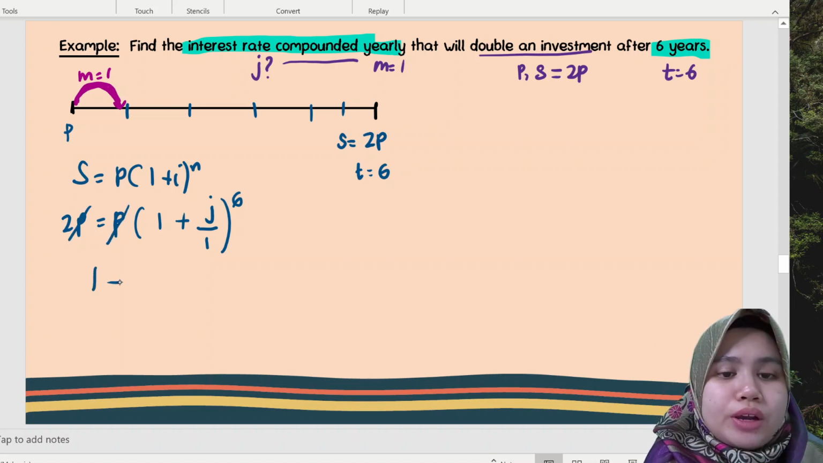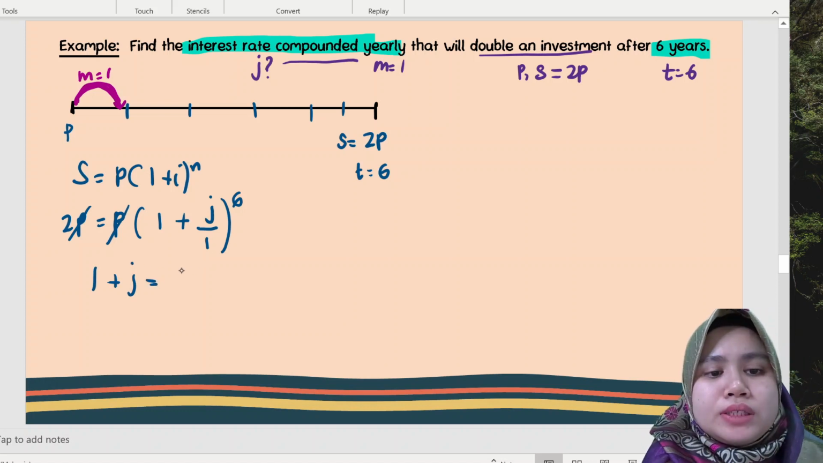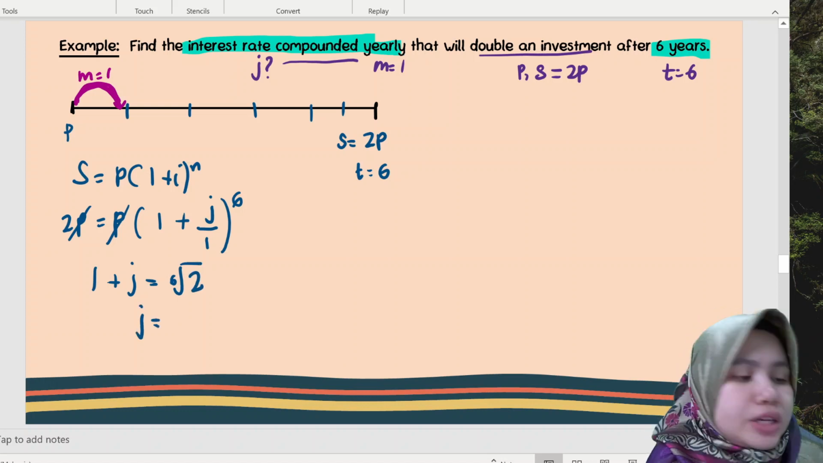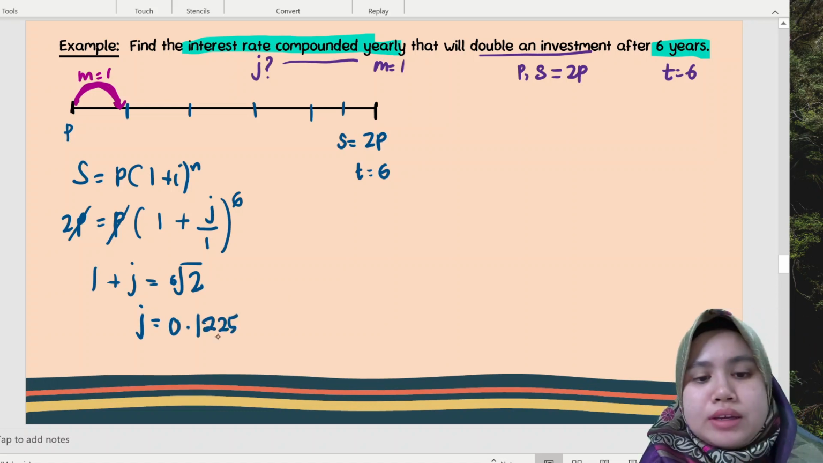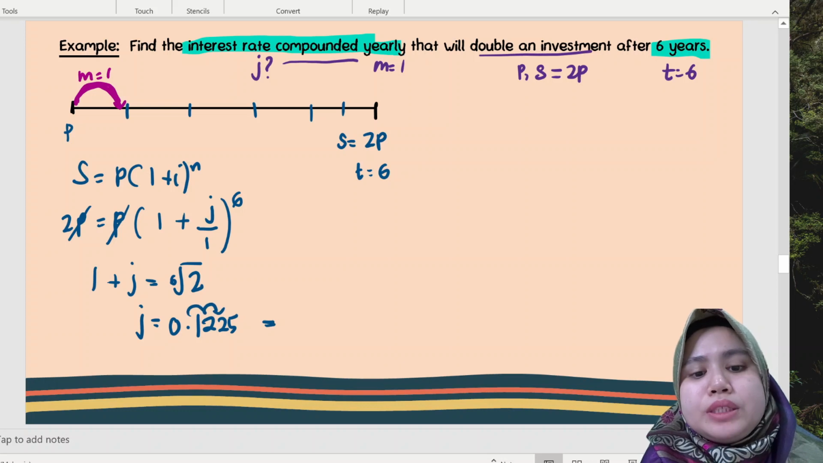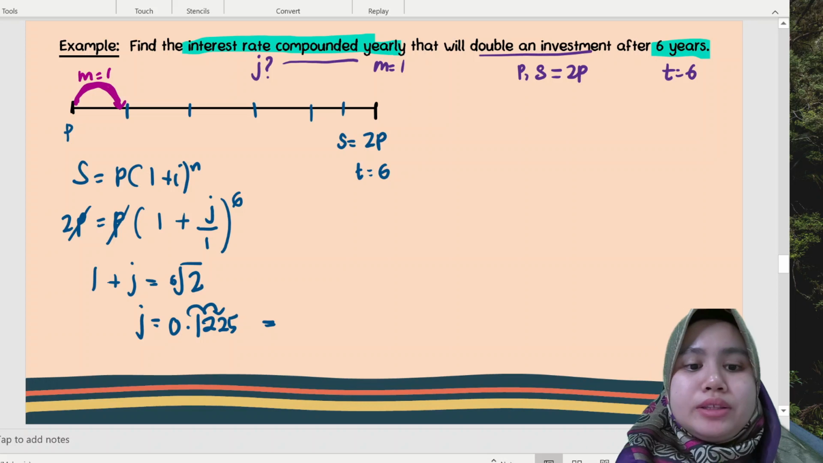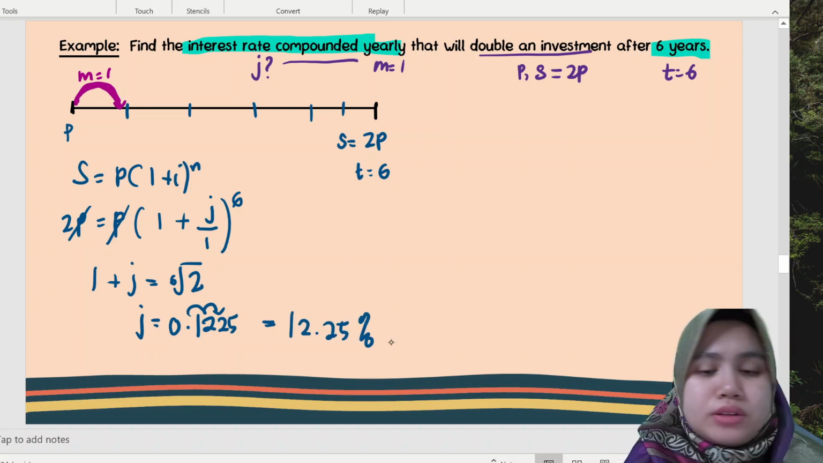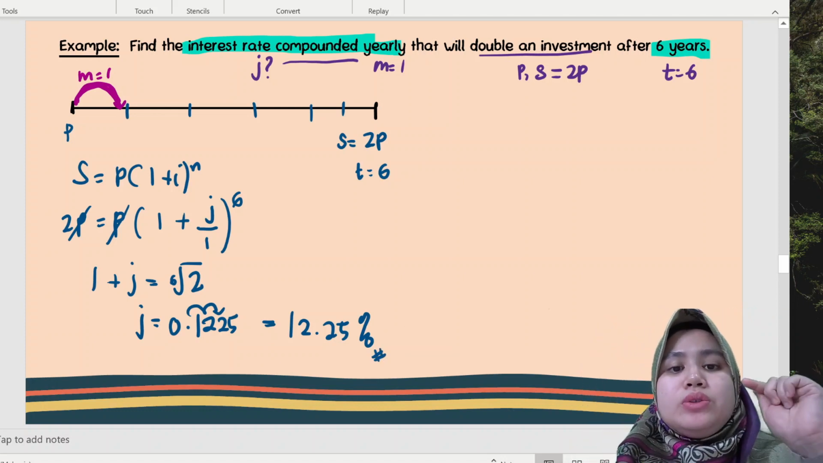So it's not a problem for you to calculate it. You have 1 plus J equal to the 6th root of 2, and J you have 0.1225, and we put it in form of percentage. Because it is a rate, it is 12.25%. Alright, so that's the way for you to know.